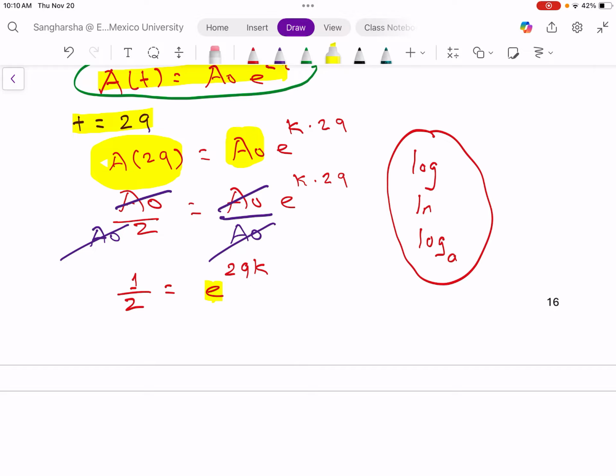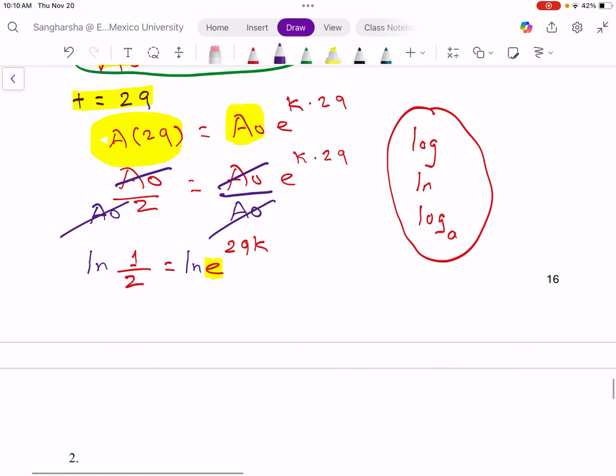Here the base is e, so we will take a log with base e on both sides. It means you are writing ln on both sides. So we have ln here, we have ln here. That's what it means by taking log on both sides. You can take common log, it does not matter. But if you want to make it simple, just try to take a log with the same base on both sides.